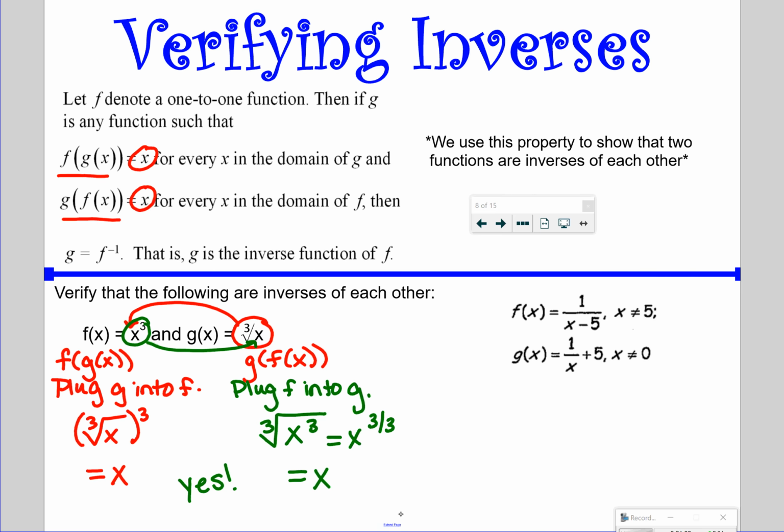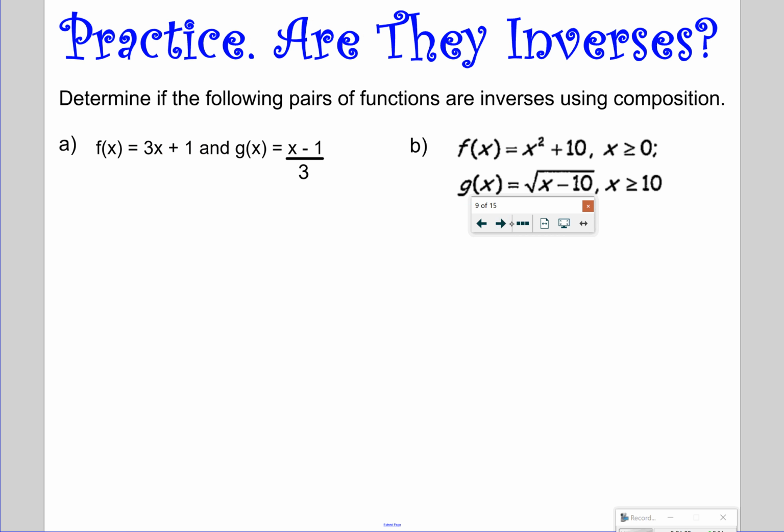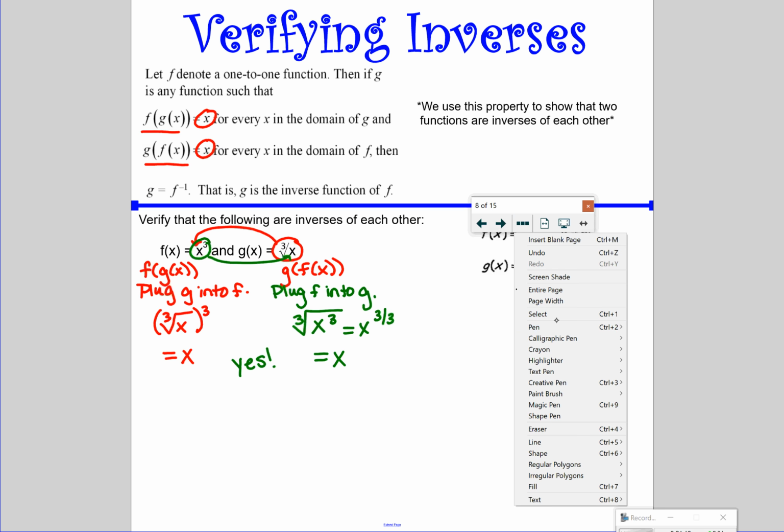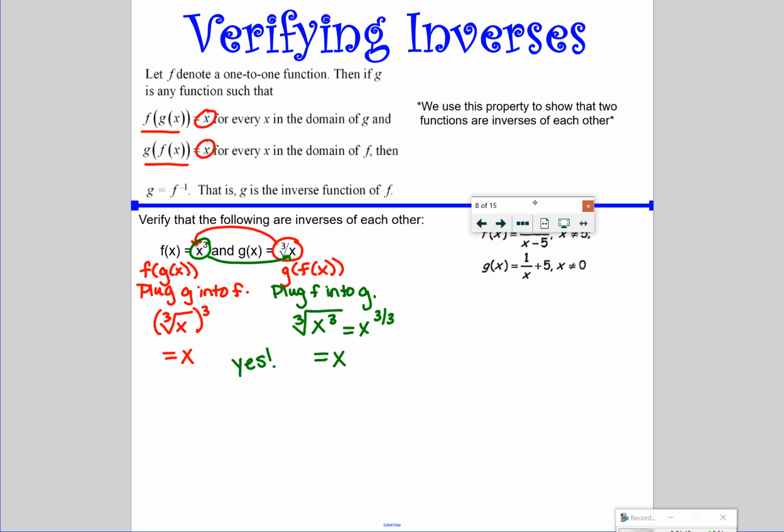I might need a little more space. Move that down a little bit. Oh, no. That's not what I want to do. There we go. Let's get a good color here. Let's try purple.